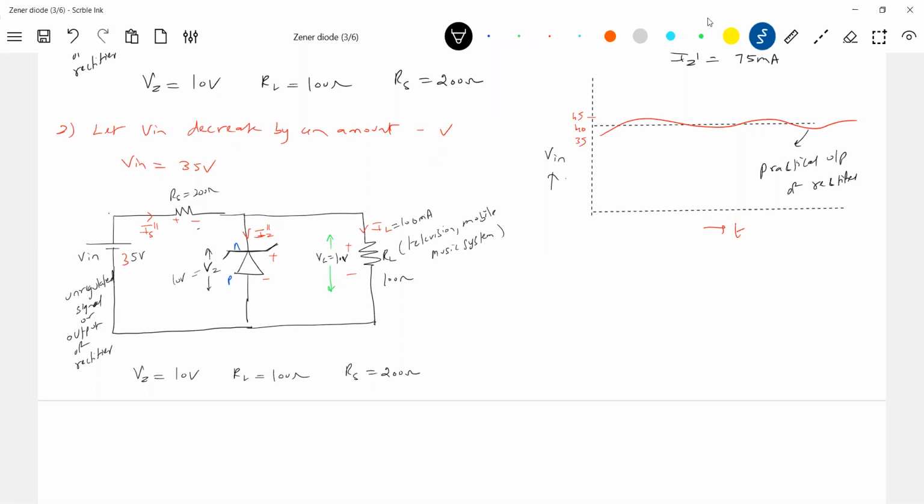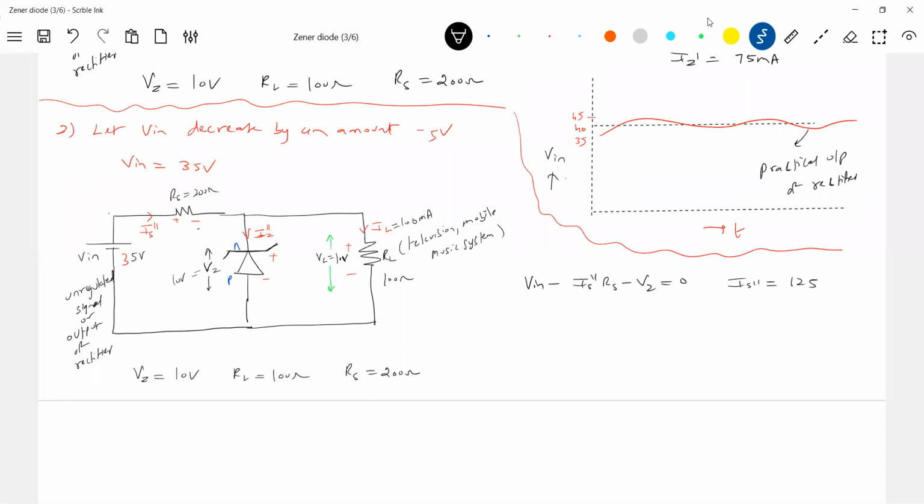Let's get into the calculation. Okay, we are discussing the second part of the concept here. V_in minus I_Z dash R_S minus V_Z equals 0. Anybody value? 25. 125 milliampere. Then according to the KCL, I_L I'm not changing. Look at this one. So 125 milliampere. This is 100 milliampere.